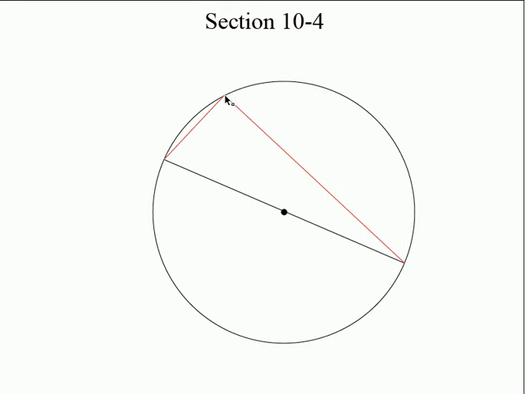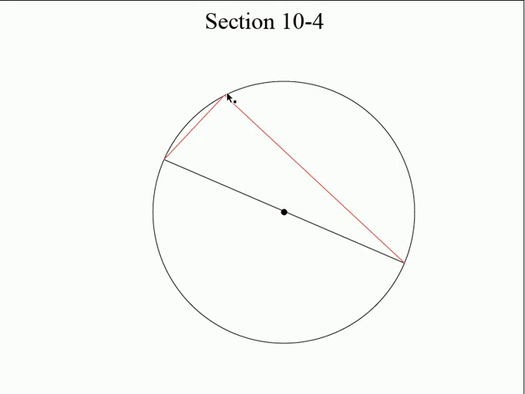Okay, so watch, if we started right here, we go here and we go here, what did we just do? We drew a what? Say it, Isaiah. Inscribed angle. Okay, this is an inscribed angle. Would you agree? Because the vertex of that angle is right on the circle.